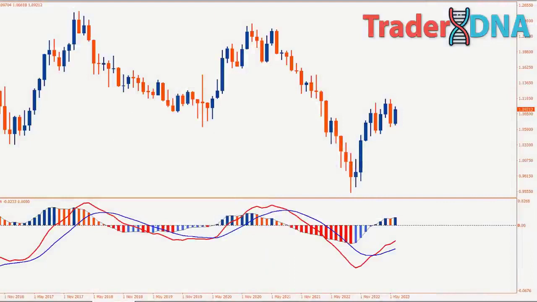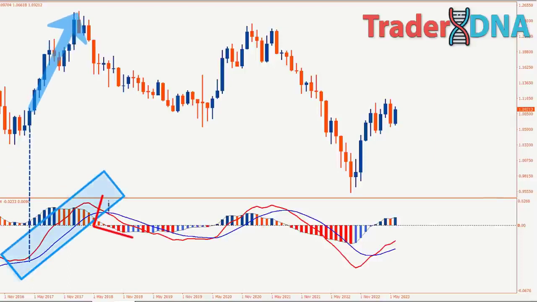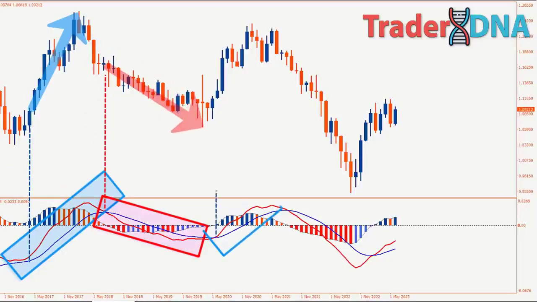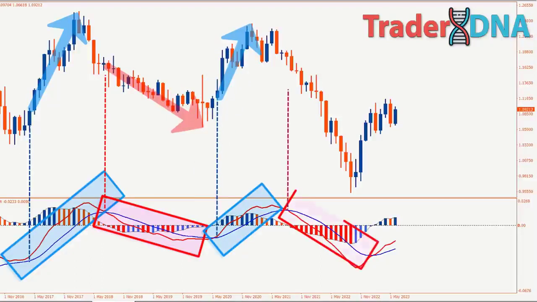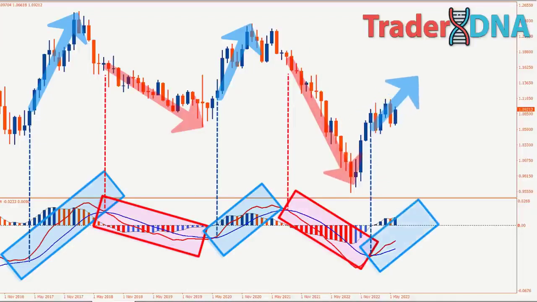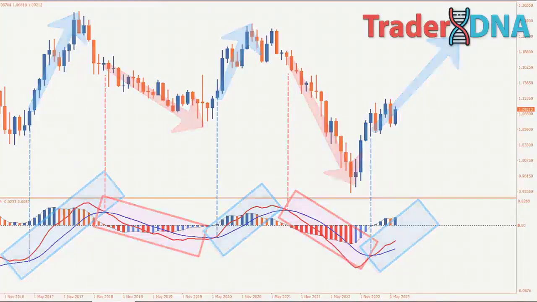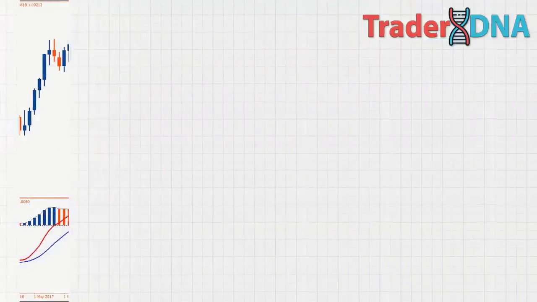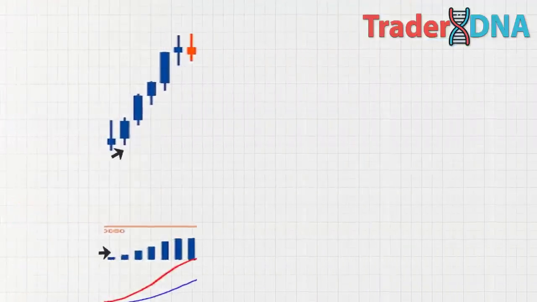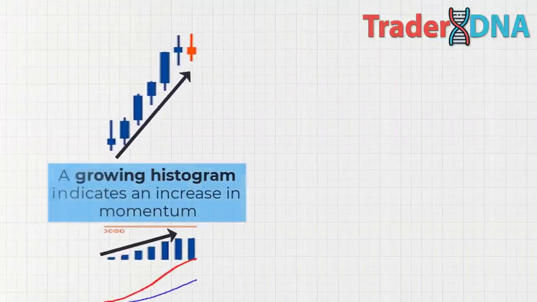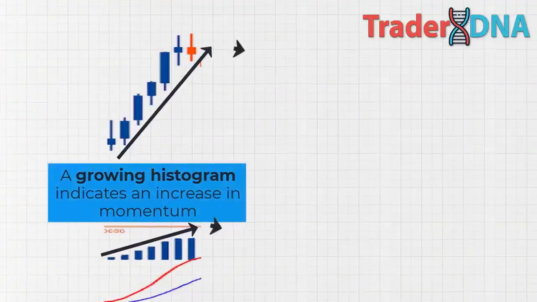The MACD indicator is highly effective in identifying market trends. To determine an upward trend on a chart, it is important to observe an upward crossover between the MACD line and the signal line. For example, when the MACD line crosses above the signal line, it indicates upward momentum, while a crossing below the signal line suggests a downward momentum. The histogram can also be used to assess the strength of momentum. A growing histogram indicates an increase in momentum, whereas a shrinking histogram implies a decrease in momentum.